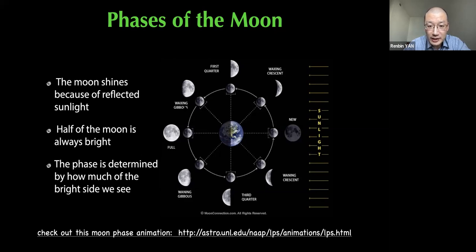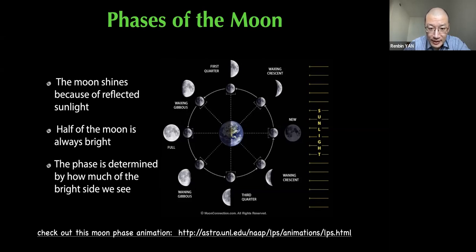And when it is bigger than half, if it is over here, the person standing on Earth looking towards the moon will see more than half of the moon being bright and a tiny fraction being dark. And so on Earth, you would see this kind of shape. It's more than half of a circle, but not the full circle yet. And we call that a gibbous moon. Gibbous meaning more than half.